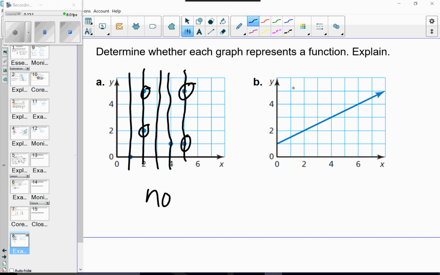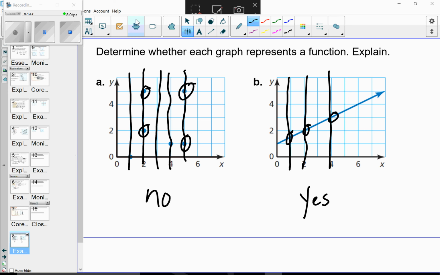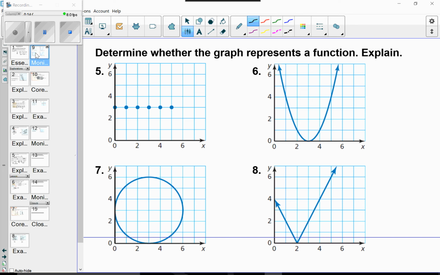This one is a function. I draw a vertical line, it touches once. I draw a vertical line, it touches once. I draw a vertical line, it touches once. So again, that is a function. It passes what's called the vertical line test. I can tell you're excited about that.